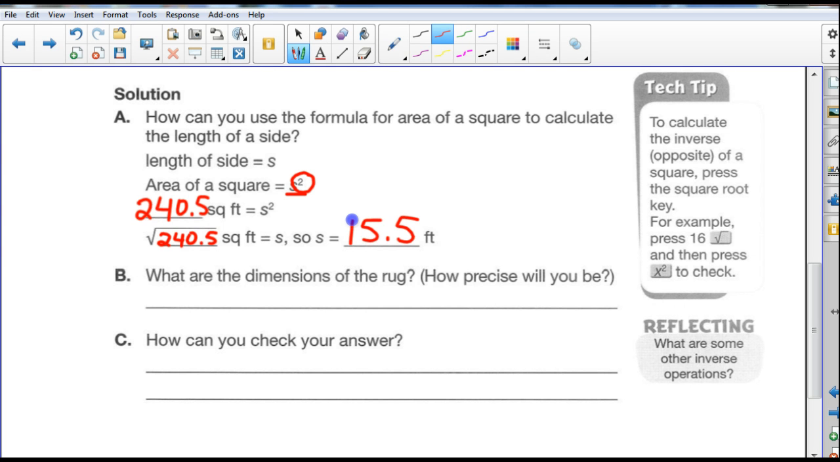So what are the dimensions of the rug? How precise will you be? It's really close to this, 15.5 feet by, because it's a square, 15.5 feet. That's a big rug. Okay?